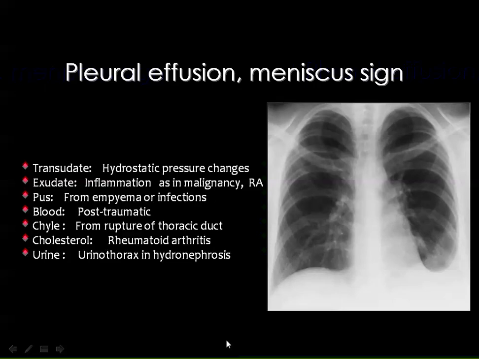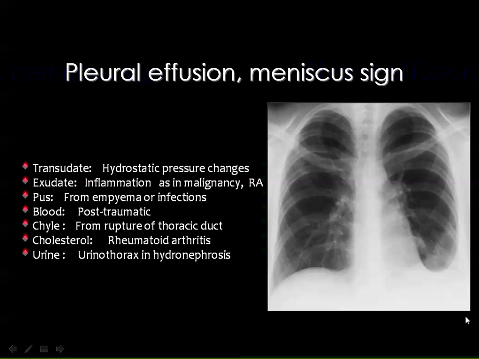There are a lot of causes for pleural fluid, and also for the content of the pleural space regarding the nature of the fluid itself, whether it is transudate, exudate, blood, chyle, cholesterol, and even urine. All these collections will appear as what we call the meniscus sign. When the costophrenic angle is obliterated, you get what looks like a meniscus, and this meniscus has a concave upper border, and the lateral margin is rising towards the axilla.